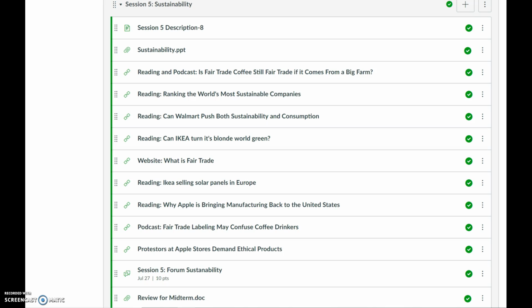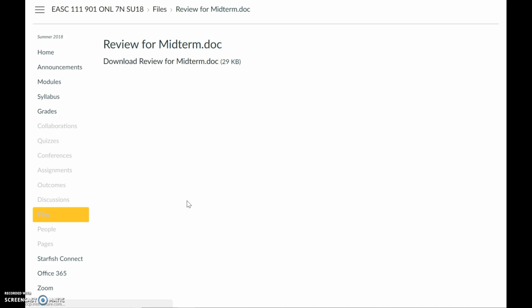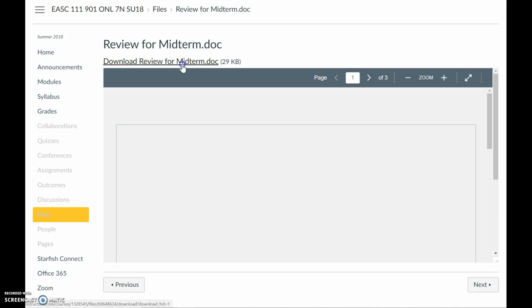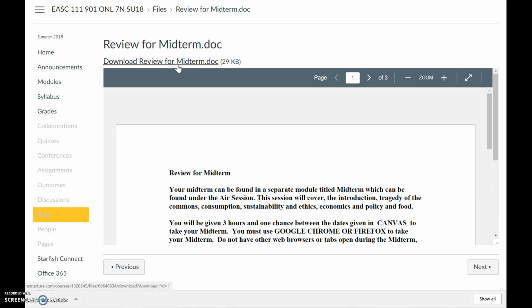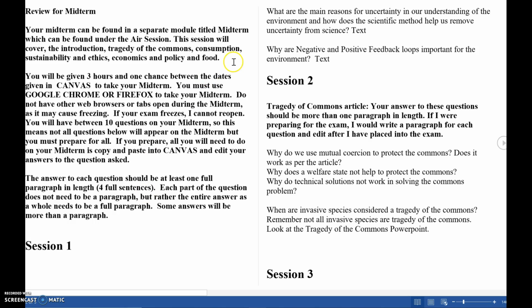If you look under session 5, which is the sustainability session, you can see at the bottom there is a review for the midterm exam. When you click on the review for the midterm exam, it'll bring you to a Word document, and on the Word document you'll see some instructions. So I'm going to open the Word document here. I'm going to actually download it because this is what I suggest you do.